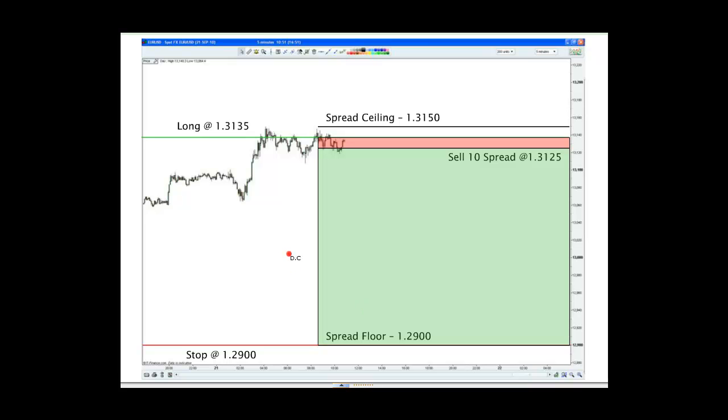So before, when we were trading just basically a straight FX position, we had $1,250 risk down to our stop. If we got stopped out, we lost $1,250. Now we've moved our stop all the way down to 129.00. So now we've got basically 235 points, or 235 pips, of protection.